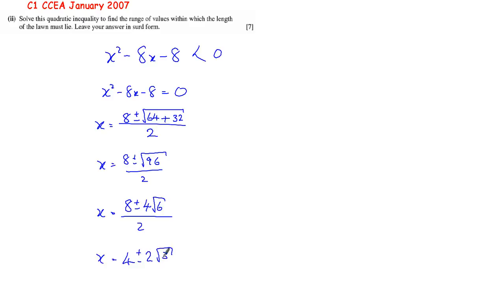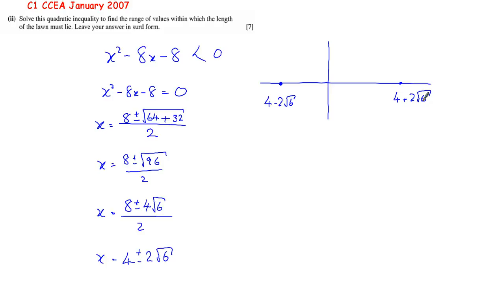Now, notice this is not 2 root 3, sorry, it's 2 root 6. This is not the answer to our inequality. These are what we call our critical values. When we want to find out where that expression crosses the x-axis, it happens at 4 minus 2 root 6 and at 4 plus 2 root 6. Our critical values are those two values.